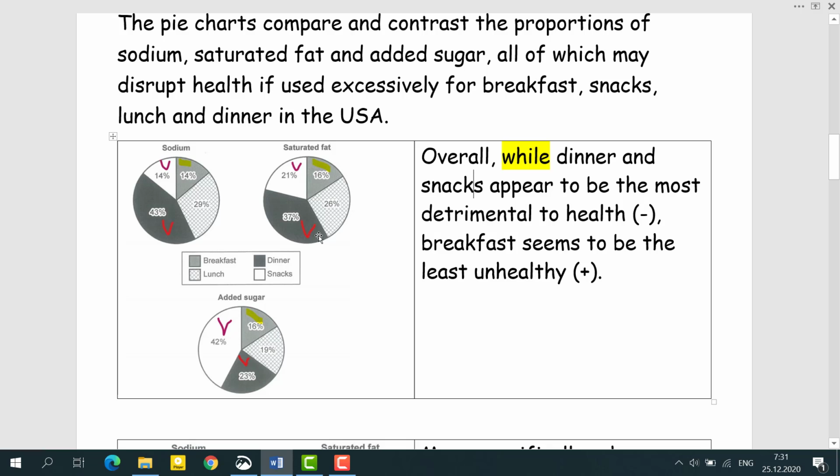Now if you look at this carefully, we have while dinner and snacks appear to be the most detrimental to health, because we have higher percentages here, 43%, 37%, and 23%. So we're focusing on the largest percentages here, okay?